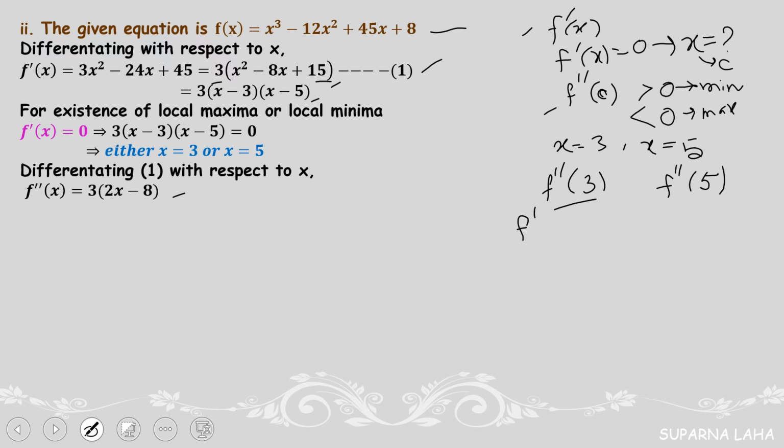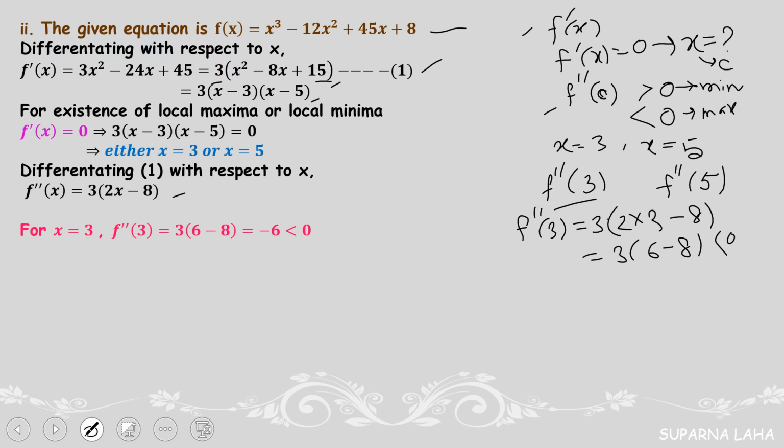So what is f double dash 3? Just put 3 in the place of x, that is 3 into 2 into 3 minus 8. That is 6 minus 8. This value is negative. So if this value is negative, that means a maximum value exists at that point. So what is the maximum value? F of 3. So what is f of 3? Put the value in the first equation here.